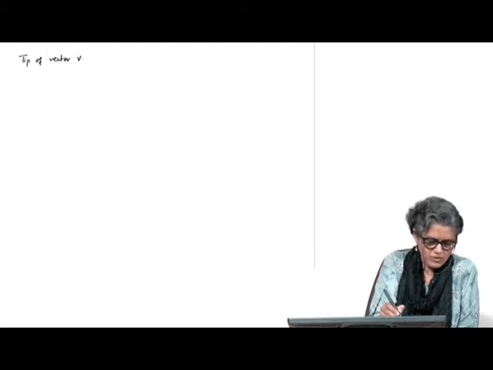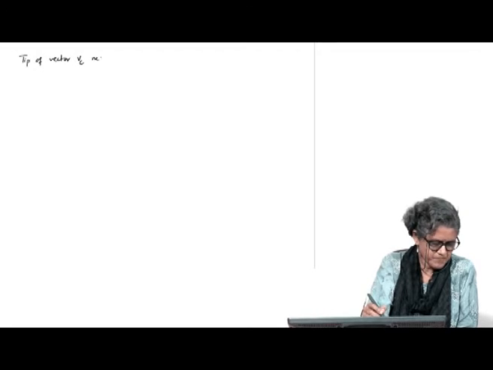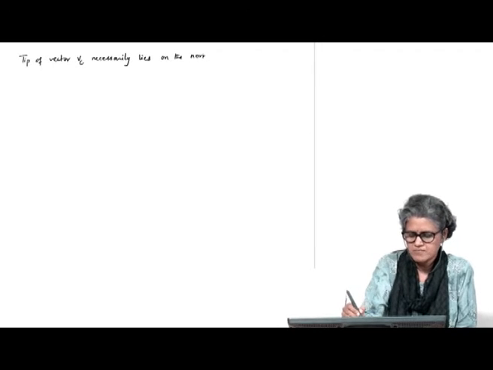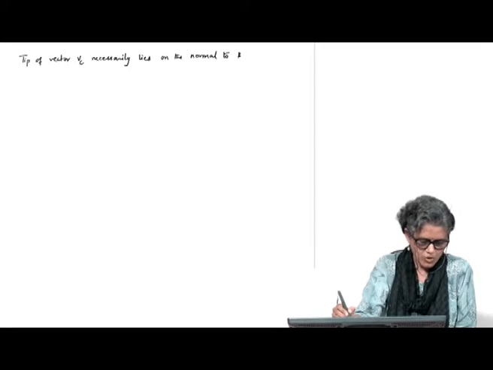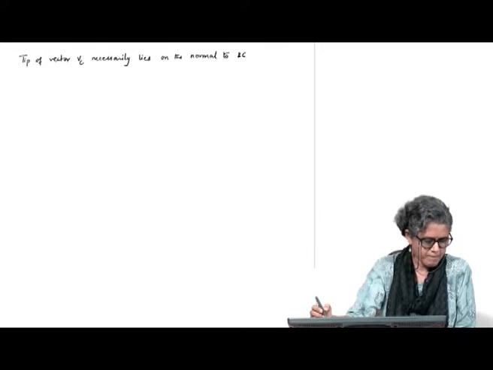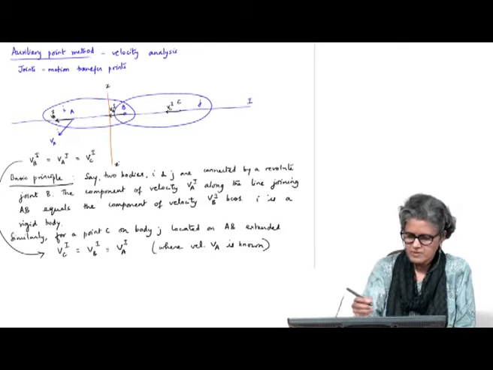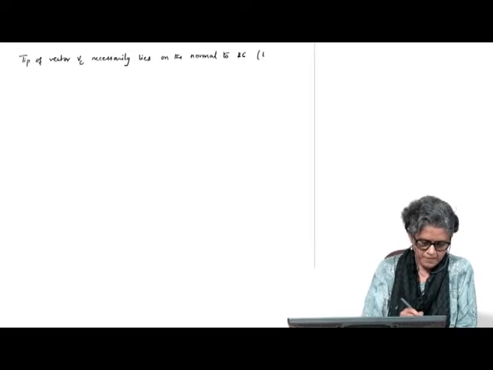Then the tip of vector BC necessarily lies on the normal to BC. So that would be here. Call this line XX.